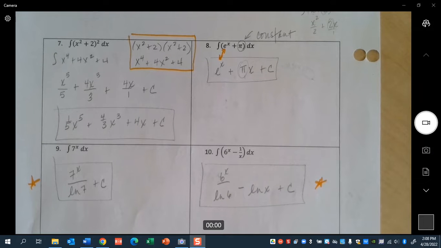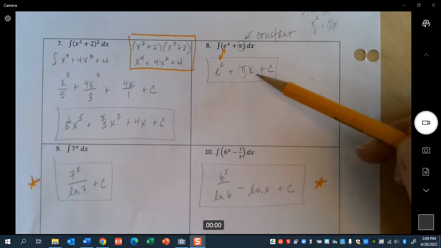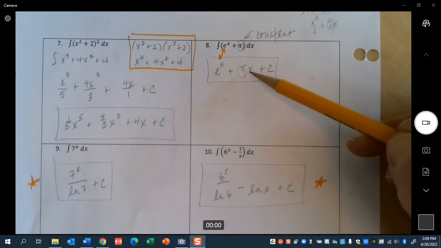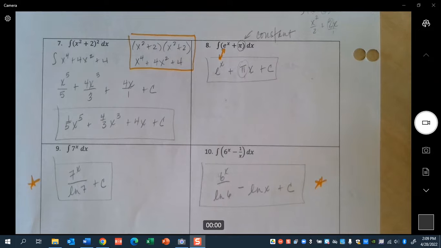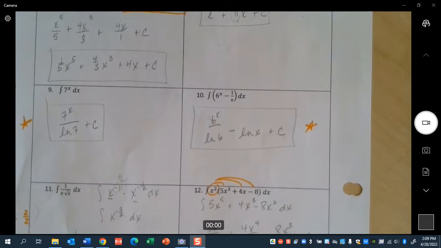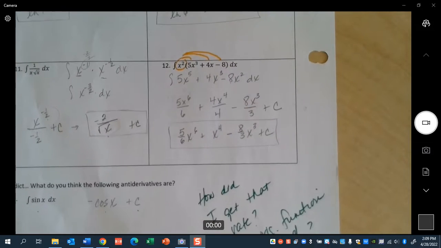Because if I were to take the derivative of this, it would be 1 times pi, x to the 1 less power, then it would just be pi. You good? Anything else on this homework? What do you want to talk about?